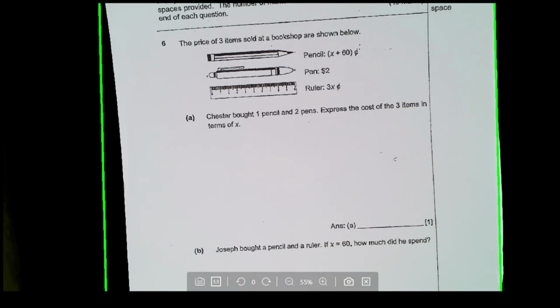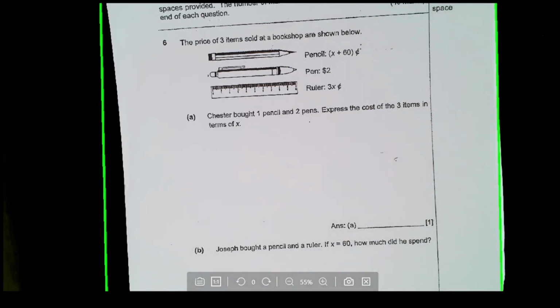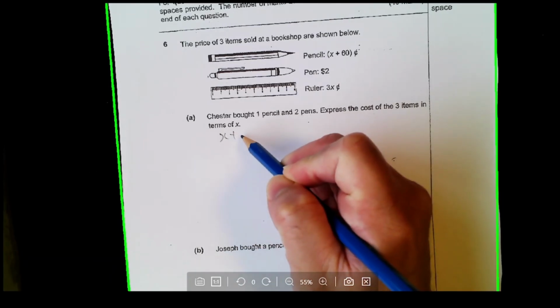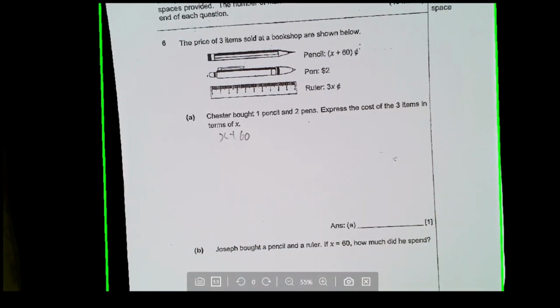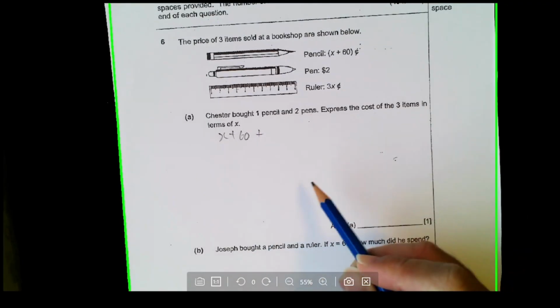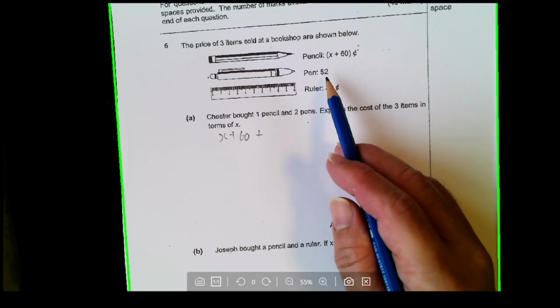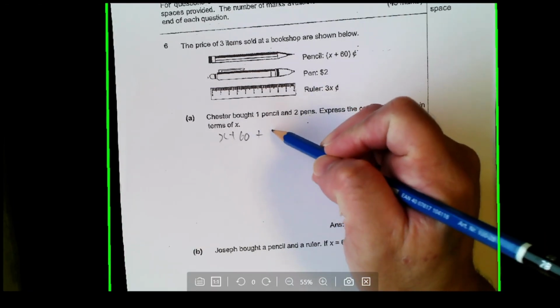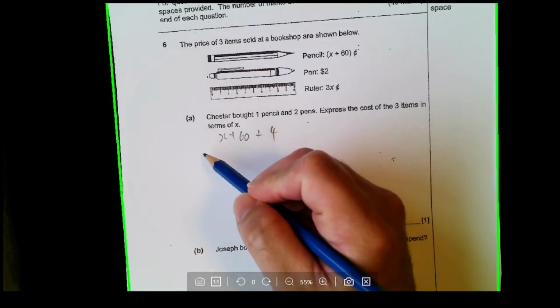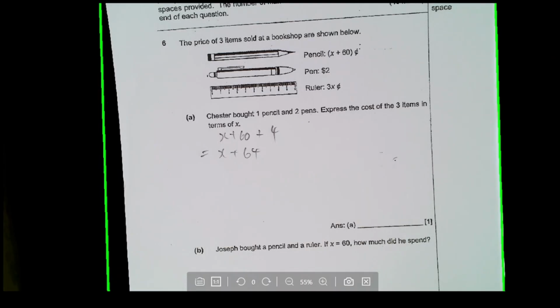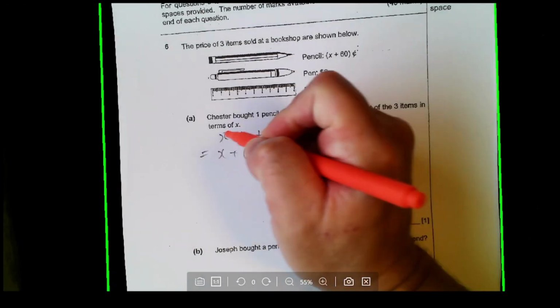Okay, so this question. 1 pencil, 2 pens. 1 pencil is x plus 60, okay? 2 pens. Can you write? 1 pen is $2, so 2 pens is $4. So can you simply write x plus 64? Is this right or wrong? Wrong. This is very wrong. Okay?